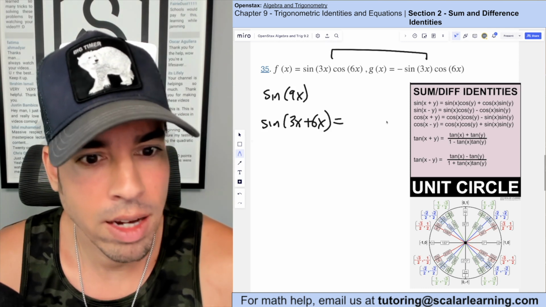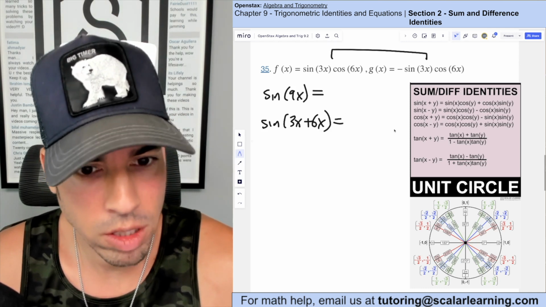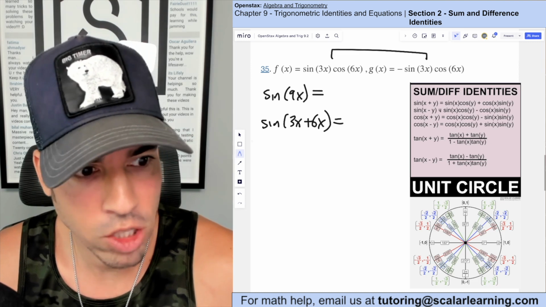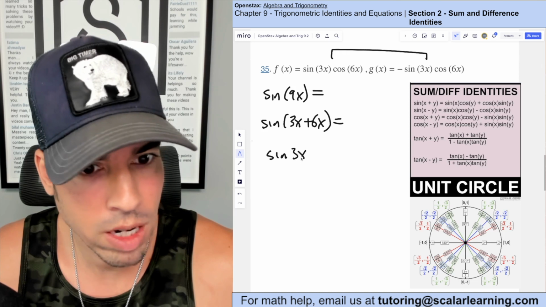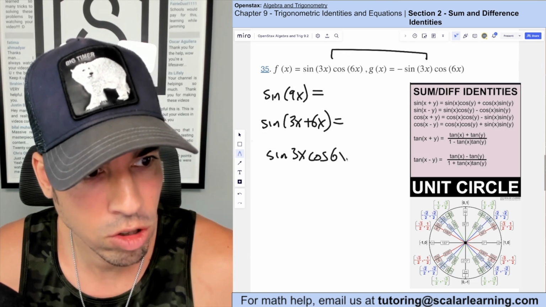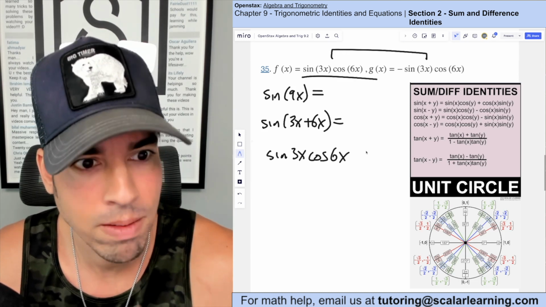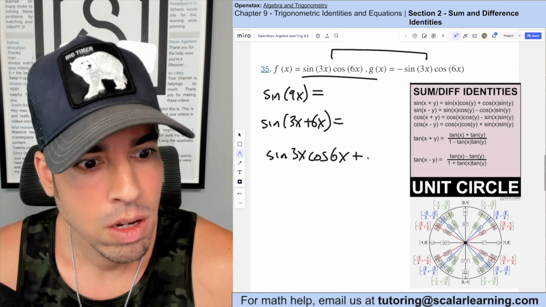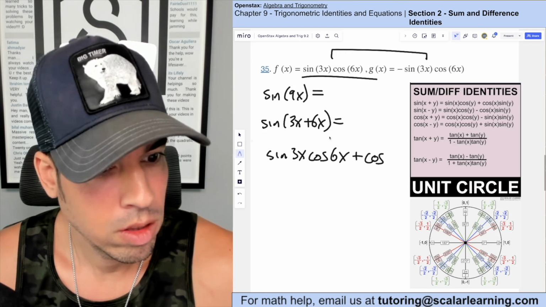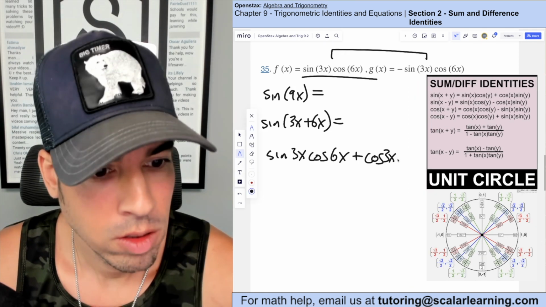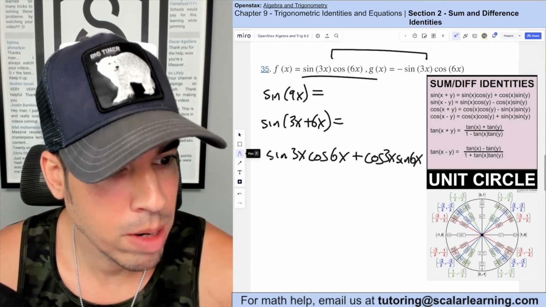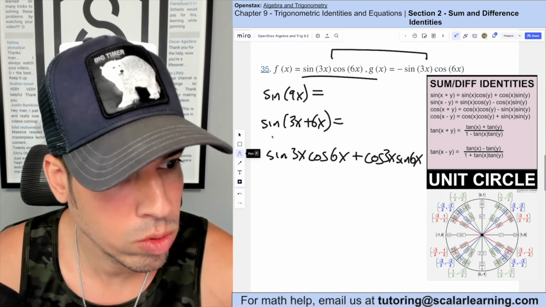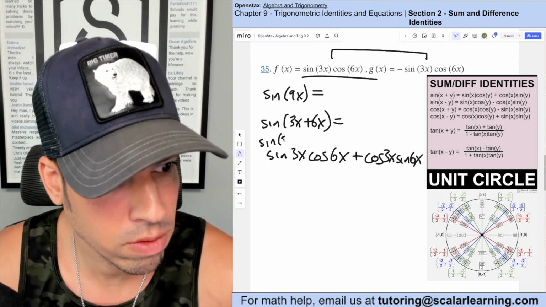And then I can use, right, so this is all equal. Then I can use this summation formula to rewrite it. So that would be sine of 3x cosine of the second argument 6x, which is cool because that's that. And then it's plus cosine of the first argument 3x times sine of the second argument 6x, okay? And this is great because this all equals, as we mentioned, sine of 9x.